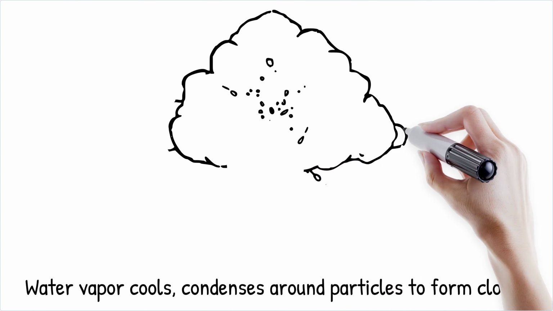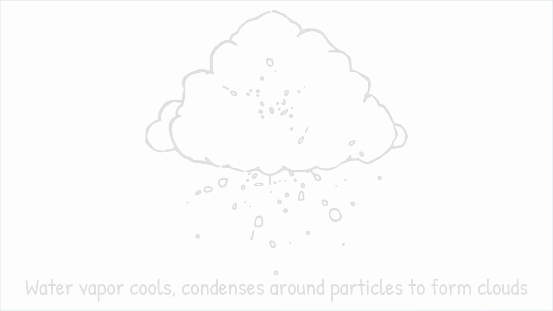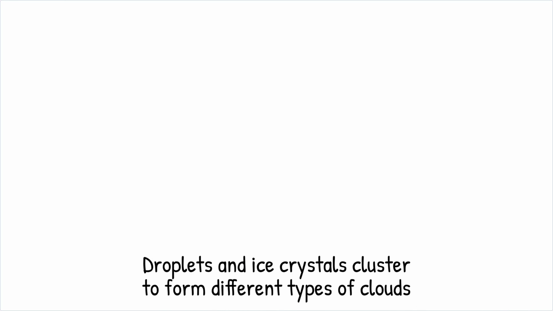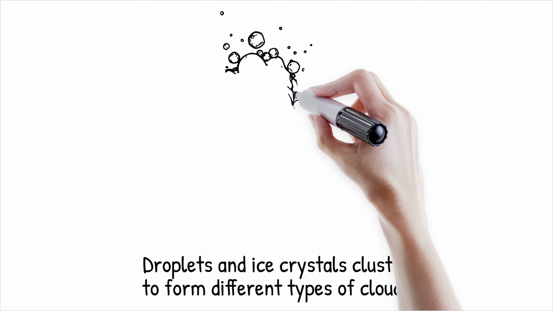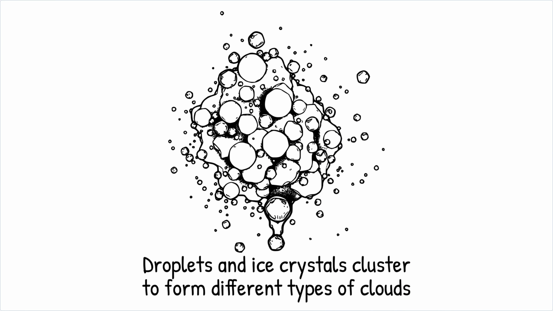When the water vapor cools to a certain point, known as the dew point, it begins to condense. Tiny particles in the atmosphere, such as dust, serve as nuclei around which this condensation occurs. This process results in the formation of tiny water droplets or ice crystals, depending on the temperature. When these droplets or crystals cluster together, they become visible to us as clouds.